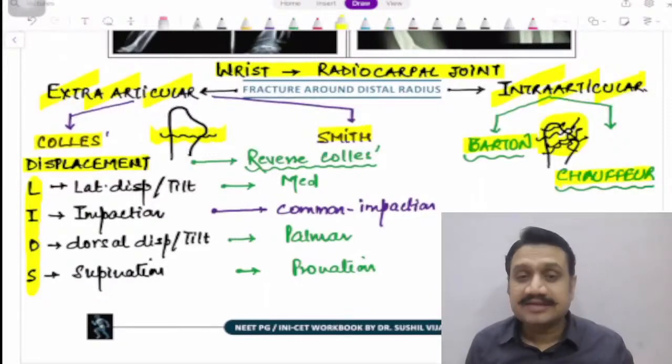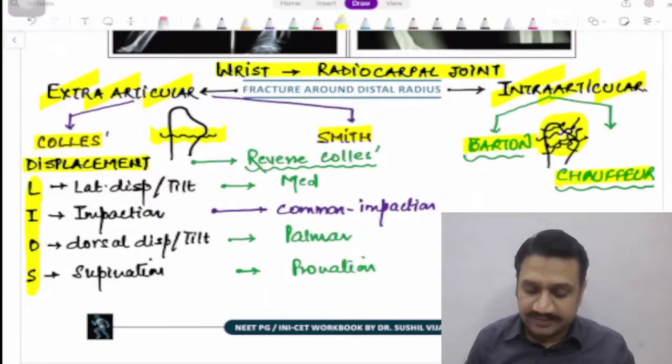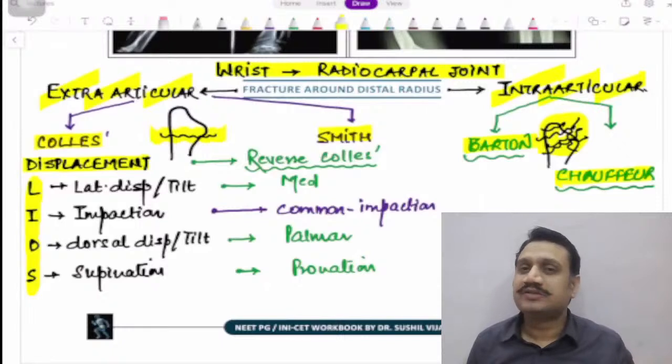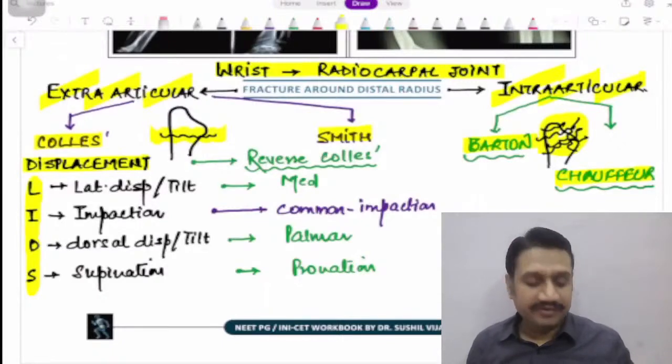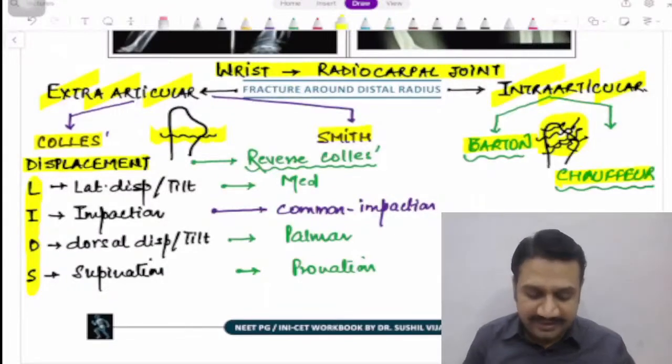Okay, so it is intra and extra. What are the extra articular injuries? The Colles and Smith are extra-articular; Barton's and Chauffeur's are intra-articular. How to make a difference between the Colles and the Smith? What is a parameter to make the difference? The Colles and Smith are differentiated by these displacements.